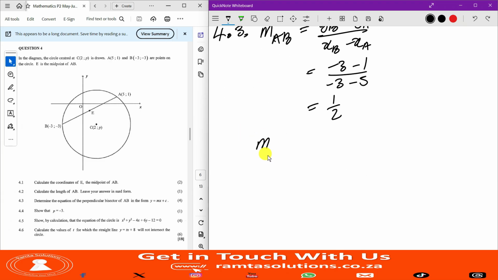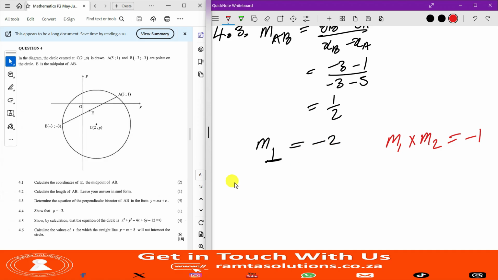Therefore, the gradient of the perpendicular will be negative 2. Why do we say that? It's because when the lines are perpendicular, gradient 1 times gradient 2 must be equal to negative 1. As you can see, negative 2 times half is negative 1. So the gradient of the perpendicular is negative 2. Remember, they said determine the equation of the perpendicular bisector of AB in the form y equals mx plus c.